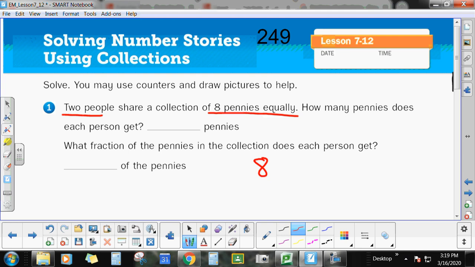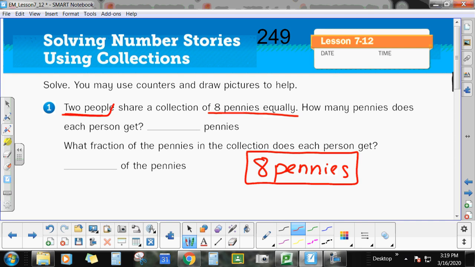So again, I've got 8 pennies. I can draw them out, or I can just simply say I've got 8 pennies, right? I'm taking these 8 pennies and I'm sharing them. What am I doing? I'm sharing them, or dividing them between 2 people. So when I draw this out in a picture, I'm dividing those 8 pennies between 2 people. Now, how many pennies will each person get? They're each going to get 4 pennies. Okay? Now, what fraction of the pennies in the collection does each person get?